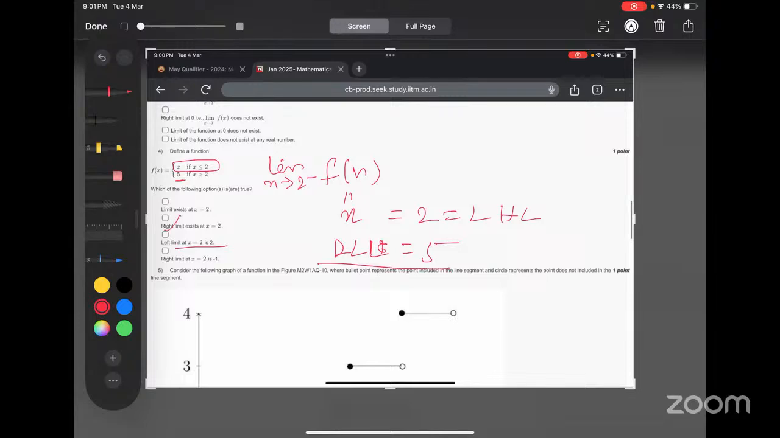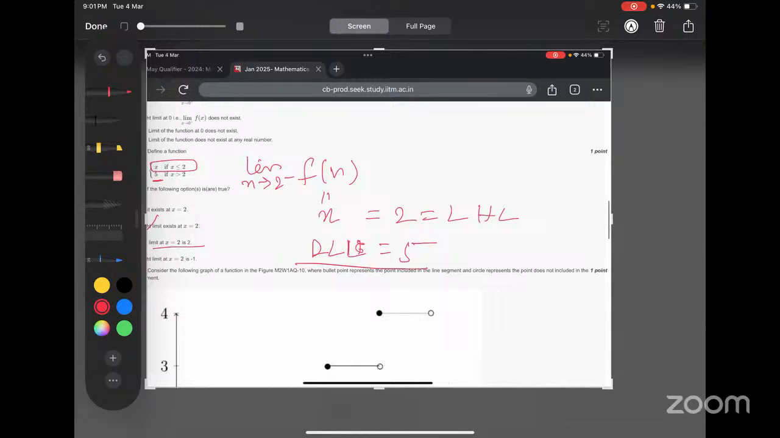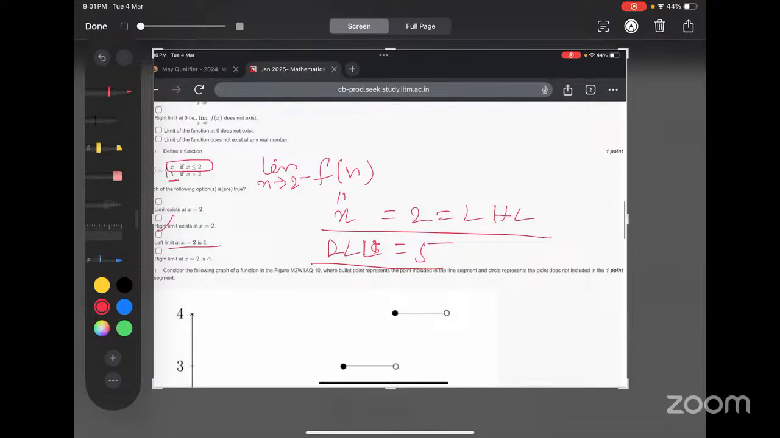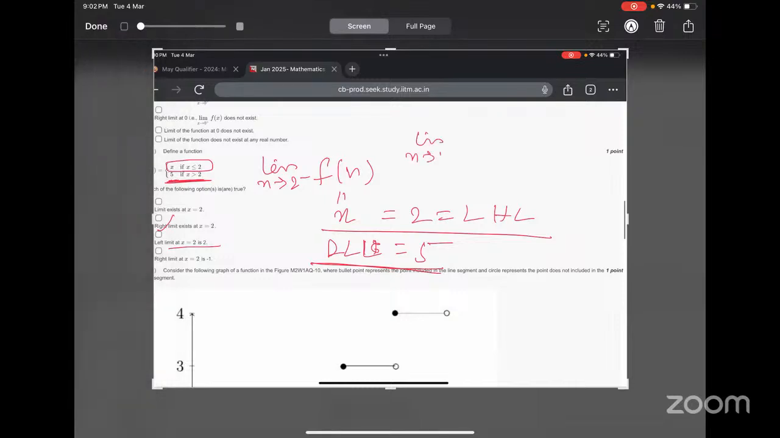So this option is left hand limit. The left hand limit exists and it is 2. The right limit exists and this is 5, because when you are coming from the right side of 2, the function is 5, the constant function for x greater than 2. So the limit as x tends to 2 plus, the function is 5. So the right hand limit exists, but it is 5.